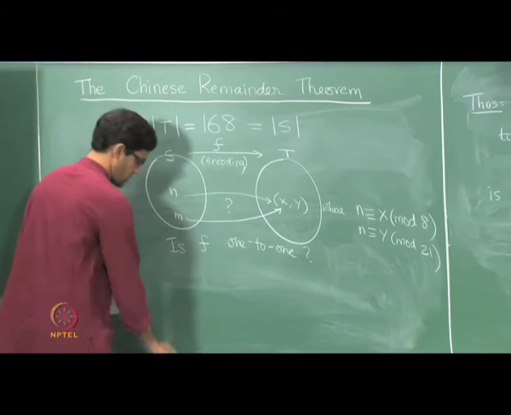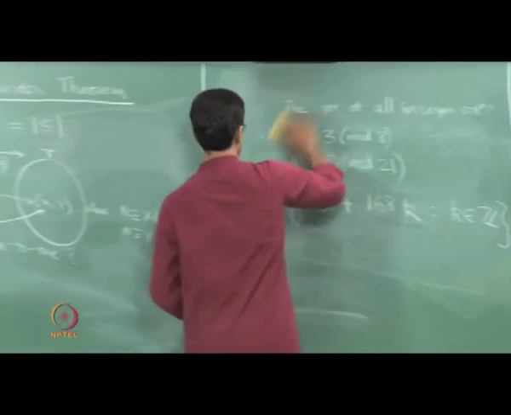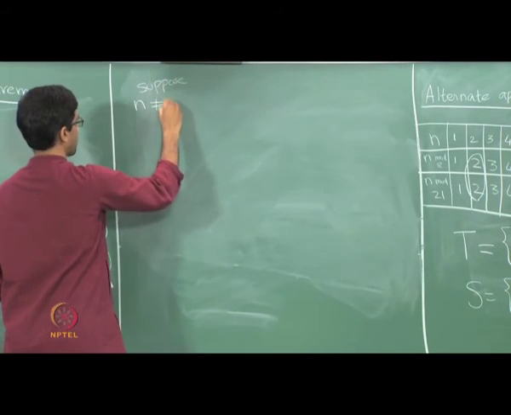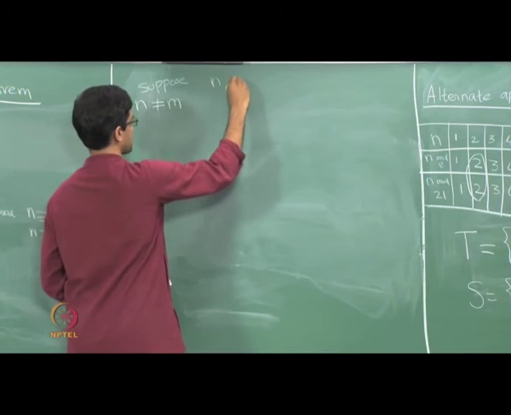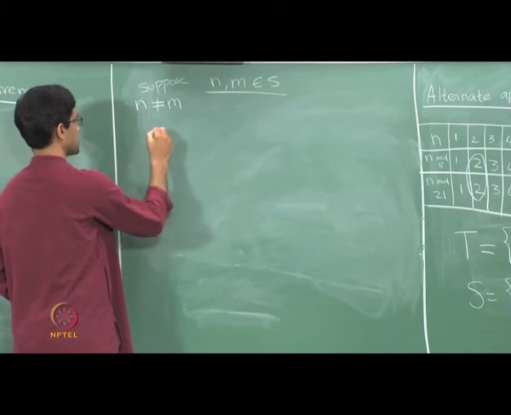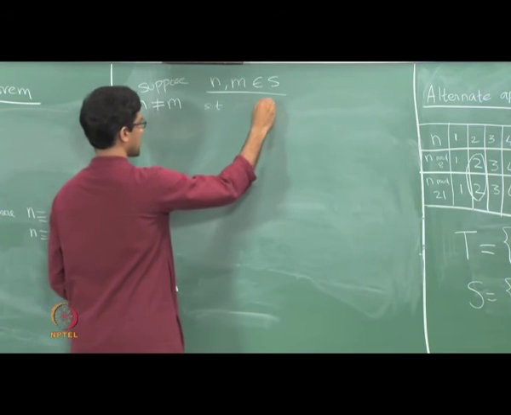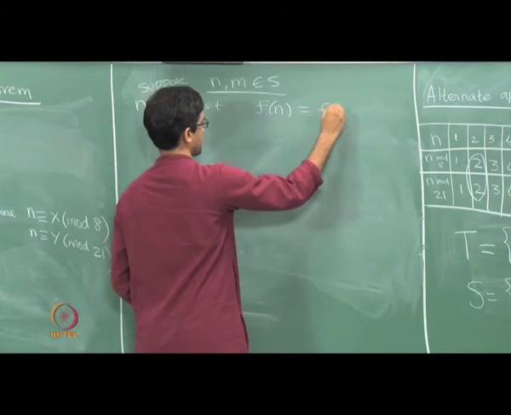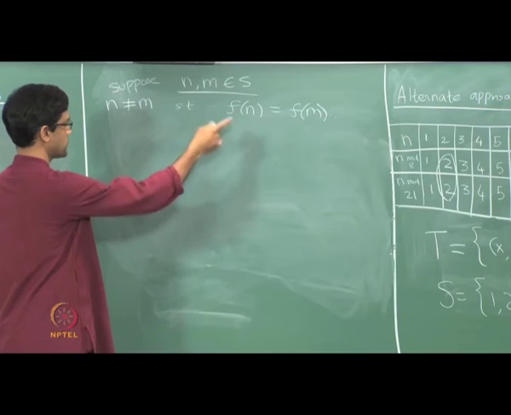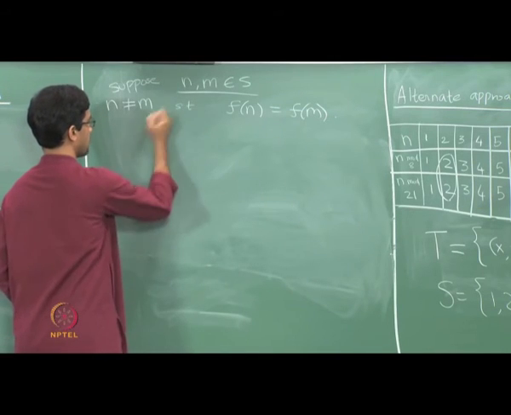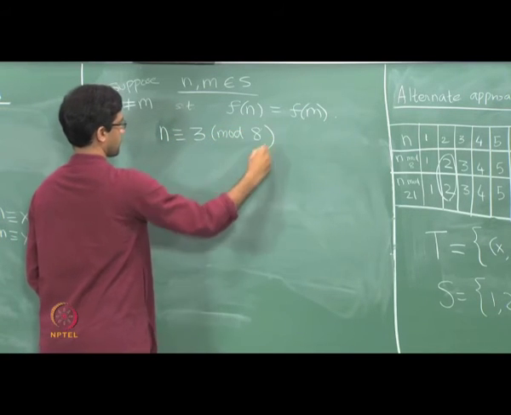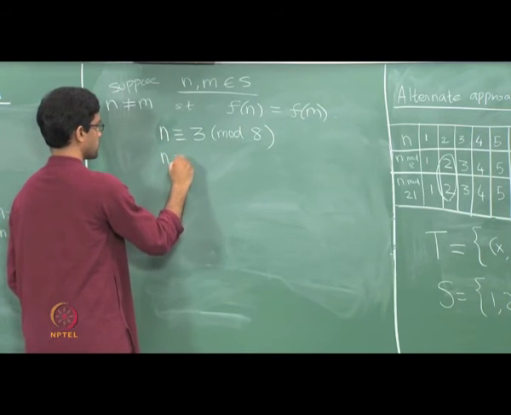Okay, so let's consider this. Suppose there are two numbers n and m. Suppose n is not equal to m. So what are n and m? N and m are elements of the set S which are not equal, and suppose it happens such that their codes are the same. F of n turns out to be the same as f of m. Then let's see what we can obtain from this. Okay. So what does it mean to say f of n is equal to f of m? It means, well, that n is congruent to 3 mod 8, but then m is also congruent to 3 mod 8. So n satisfies these two properties.